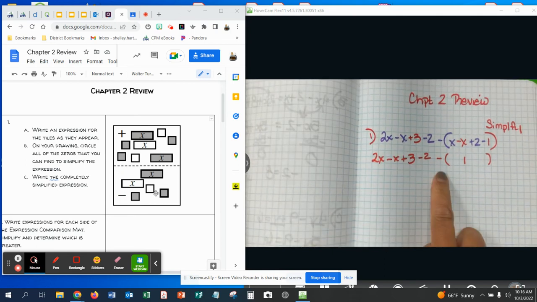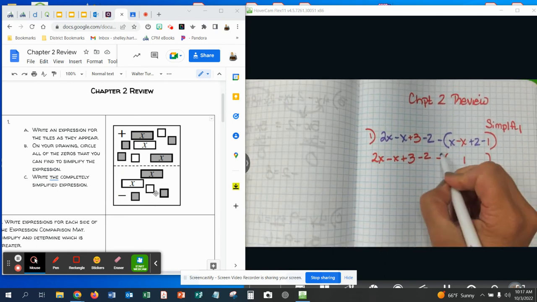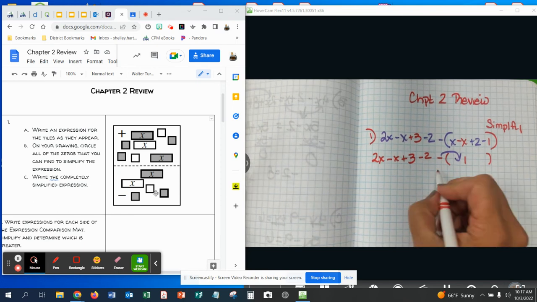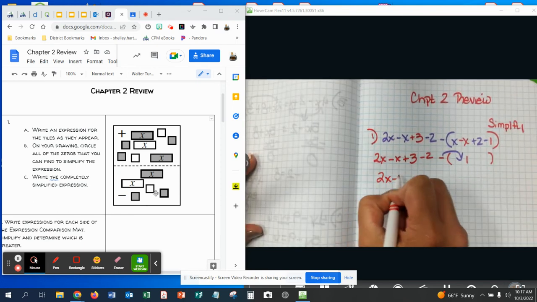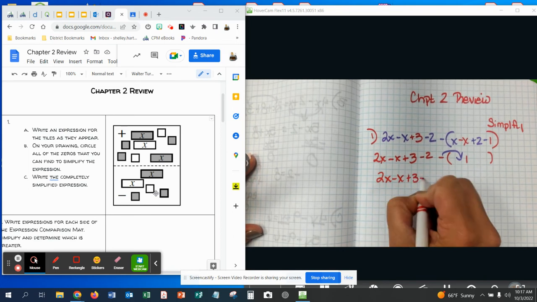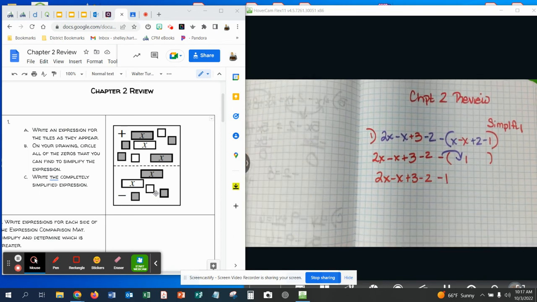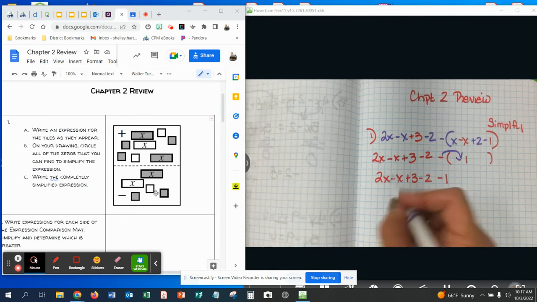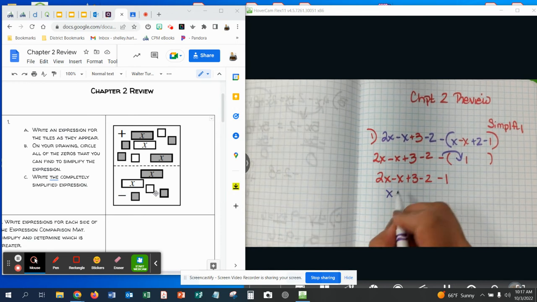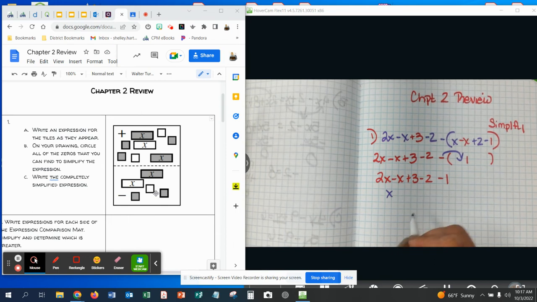All right. Then we're going to distribute this negative, right? So then we rewrite, and we've got 2X minus X plus 3 minus 2 minus 1. All right. So now we need to add like terms, correct? Nick, what do I do now? What is 2X minus X? Good. So we've got X. And then what is 3 minus 2 minus 1?